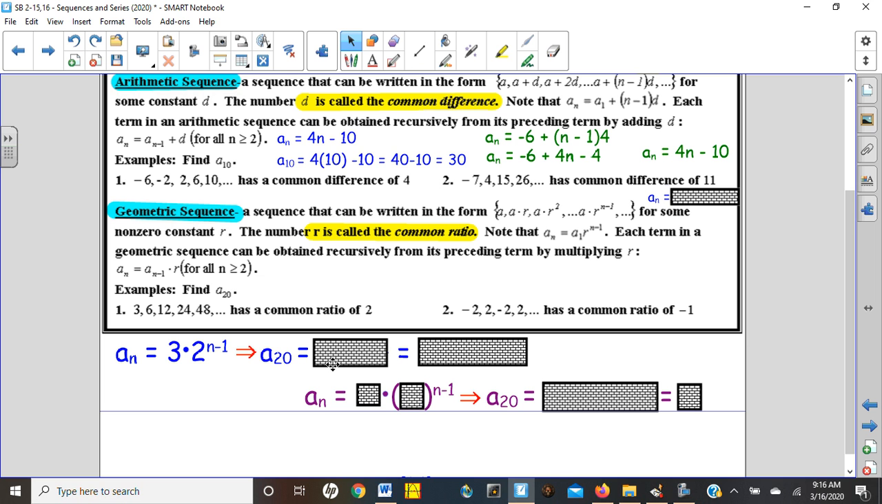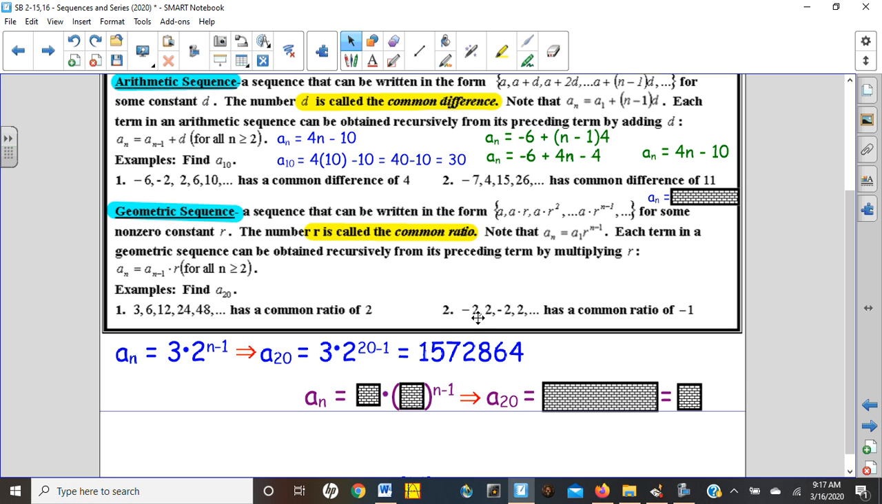And that makes it much easier to use your formula to find deeper terms in the sequence. For example, a to the 20 would just be 3 times 2 to the 20 minus 1, or 3 times 2 to the 19th. That's a big number, so these would definitely be calculator type problems on any of your assessments. The second one, as I mentioned, is a little bit weirder.